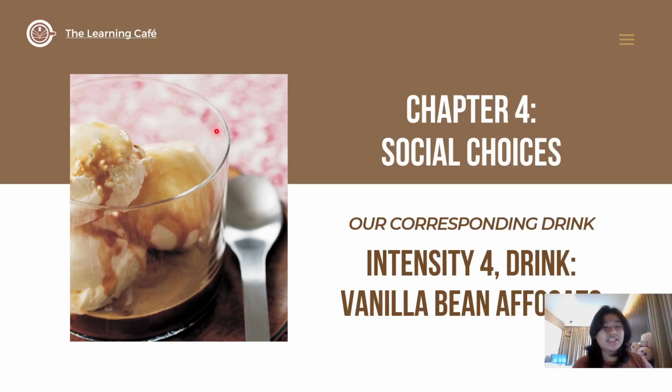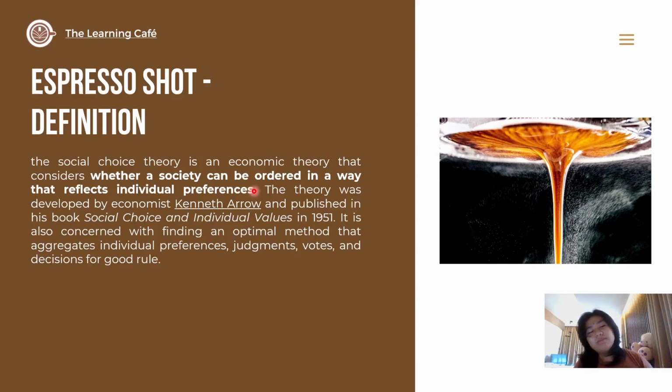To make this much more interesting, let's incorporate the ingredients of the drink and let them represent the subtopics of the lesson. First, the espresso shot, the most important ingredient, the defining factor of the drink, which also represents the definition of social choice theory. So, what is social choice theory? It's an economic theory that considers whether a society can be ordered in a way that reflects individual preferences. The theory was developed by economist Kenneth Arrow and published in his book Social Choice and Individual Values in 1951. It's also concerned with finding an optimal method that aggregates individual preferences, judgments, votes, and decisions for a good rule.